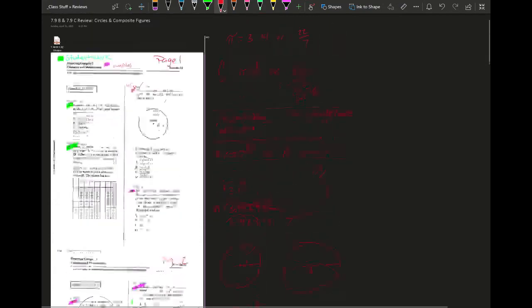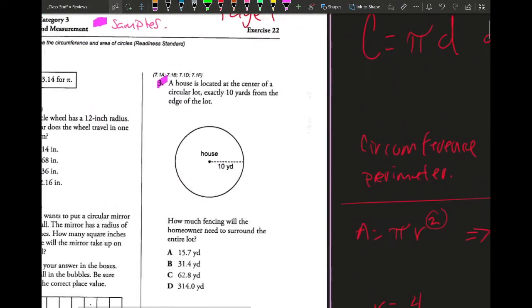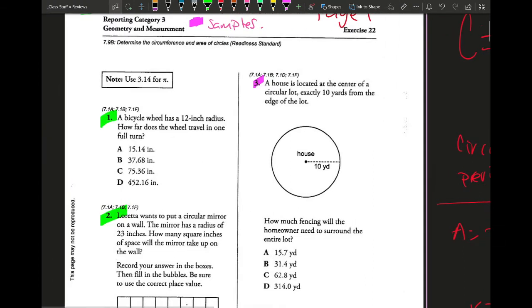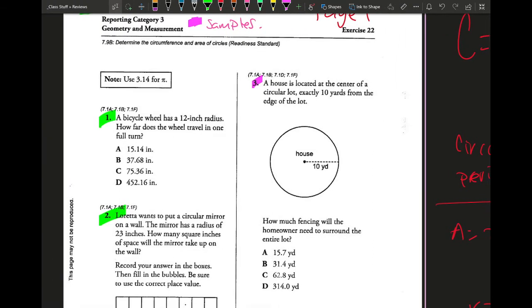So let's go ahead and get started. I'm going to work some of the pink problems. It says number 3 on page 1. It says a house is located at the center of a circular lot, exactly 10 yards from the edge of the lot. Okay? If they don't give you the drawing, it's very important that you go ahead and do the drawing.